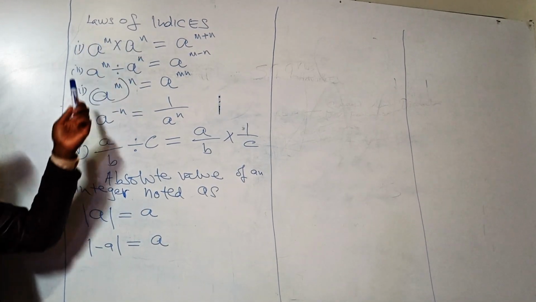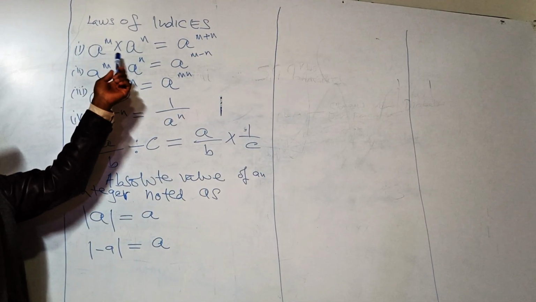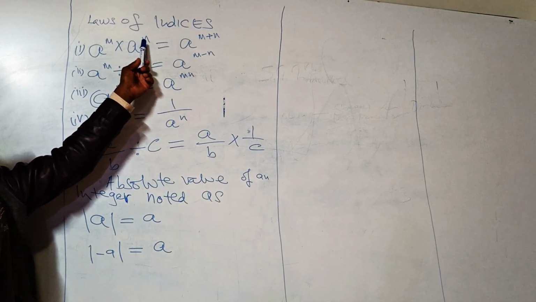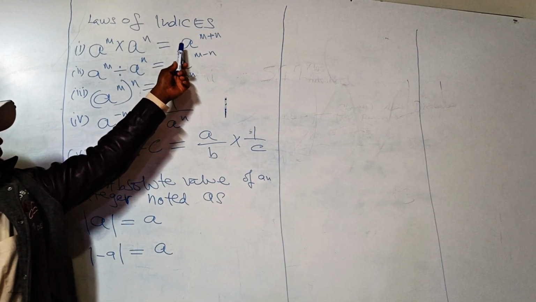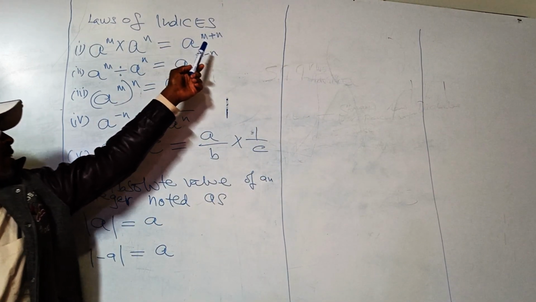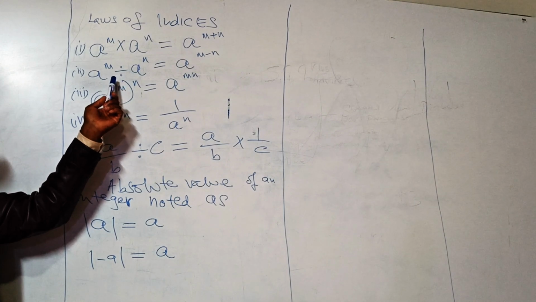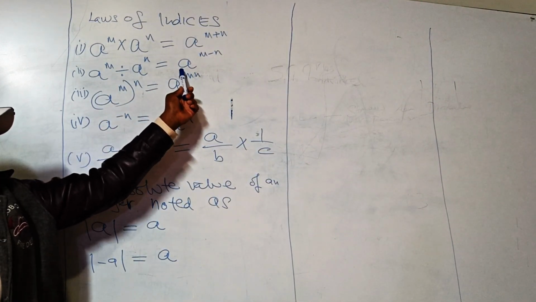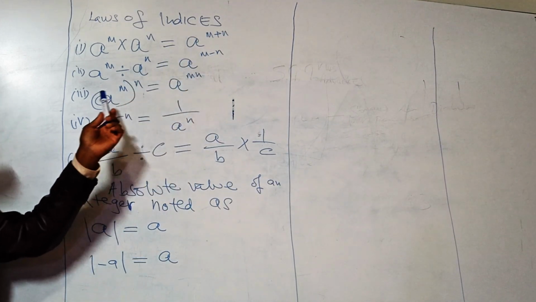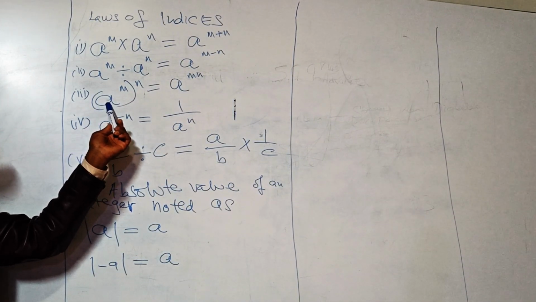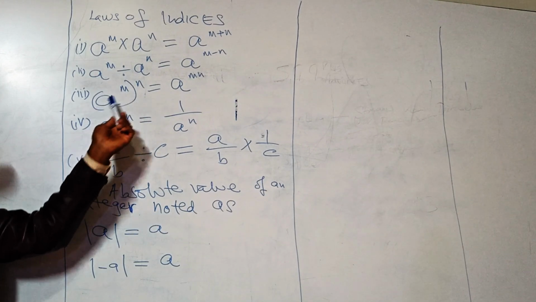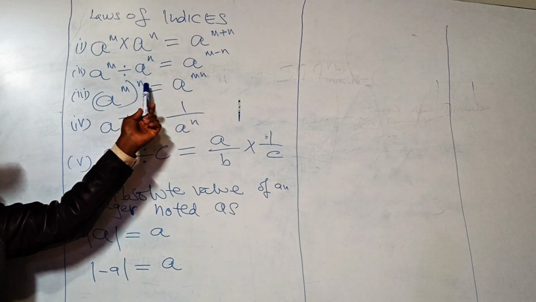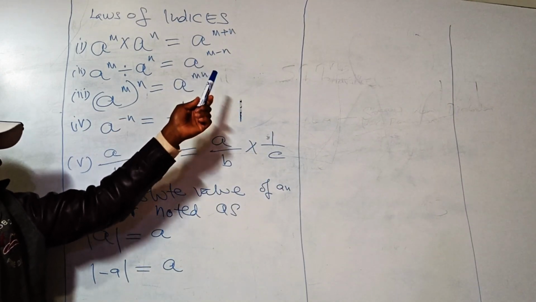Laws of indices. When we have the base being the same, a to power m times a to power n, we always add the power so that we get the result as a to power m plus n. When you have the division sign and the base is the same, we subtract the power, so we get a to power m minus n. When you have the base and we have the power, then into bracket another power, to open the bracket, we always multiply m times n and we get a to power m times n.